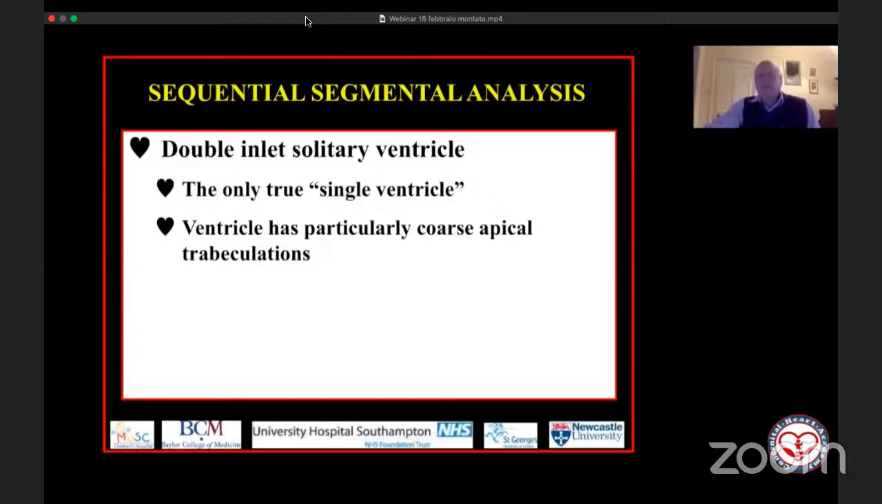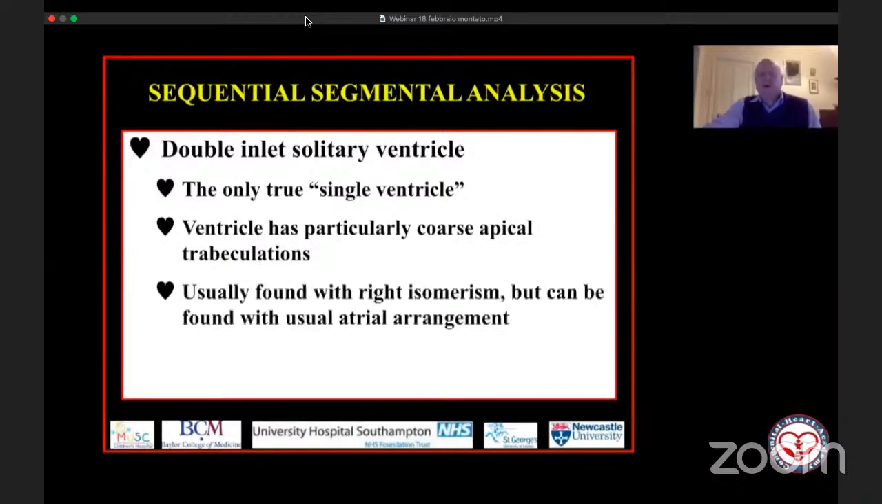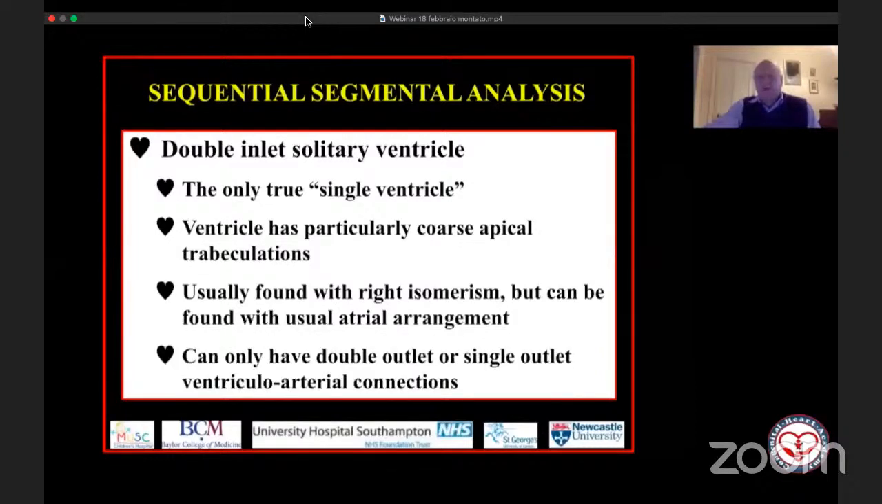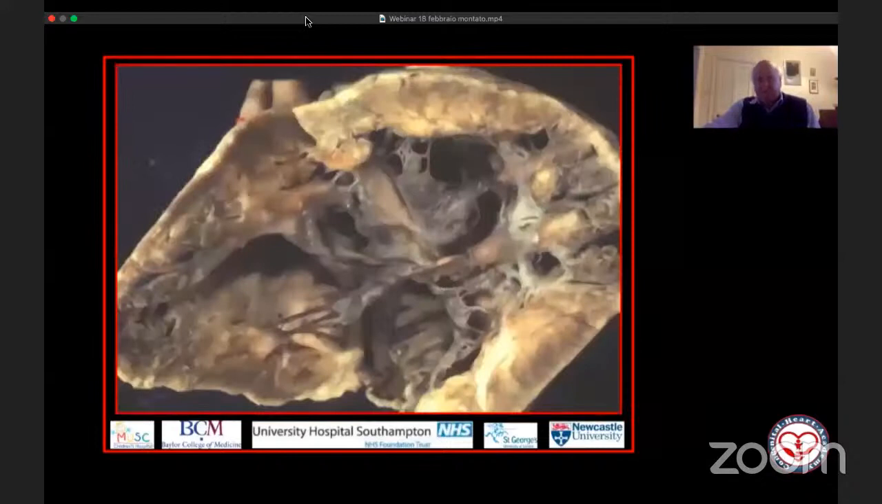And if you cannot find the second chamber, then that is very good evidence that you're dealing with a true solitary ventricle. And we now know that in most instances, this is found in the setting of right isomerism, but it can be found with usual arrangement. I'm going to show you a picture of that very shortly. It also follows that since there is a solitary ventricle, the only ventricular arterial connections are either double or single outlet. So this is the nicest example I've ever seen.